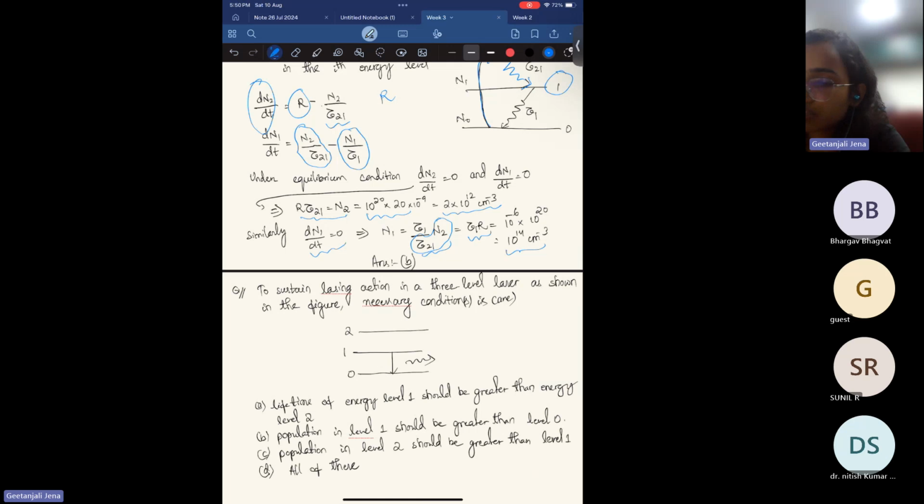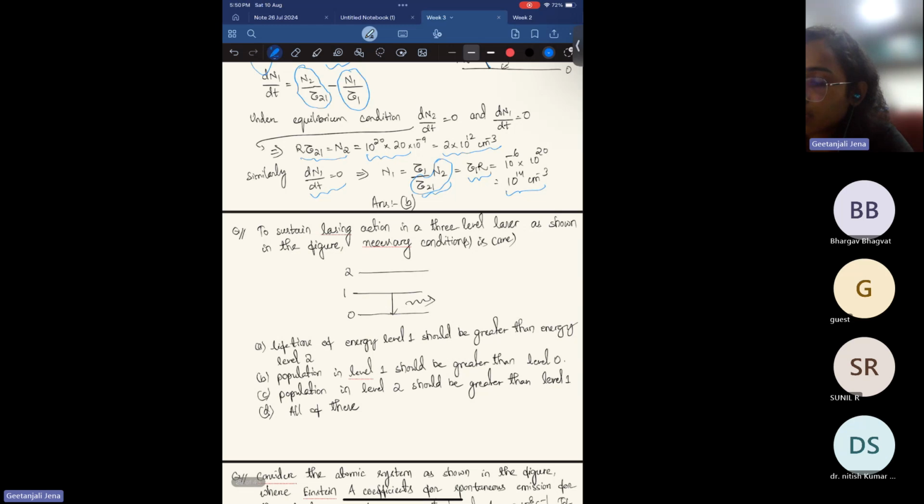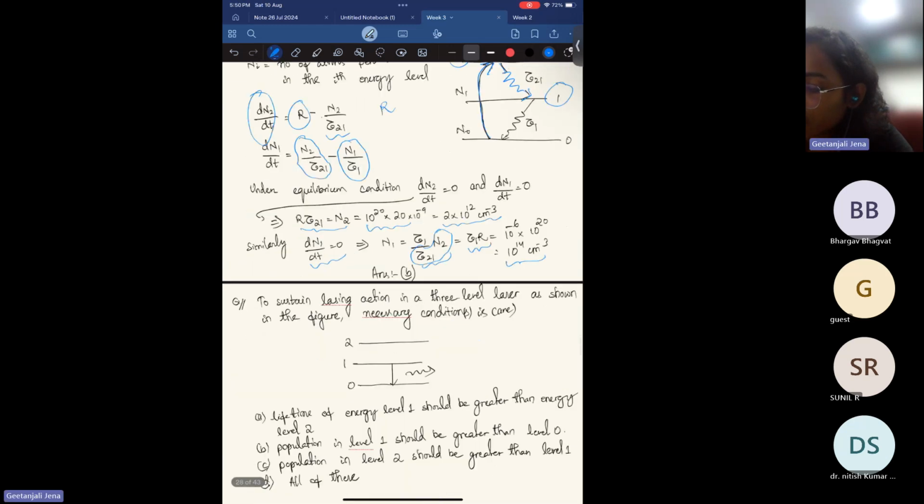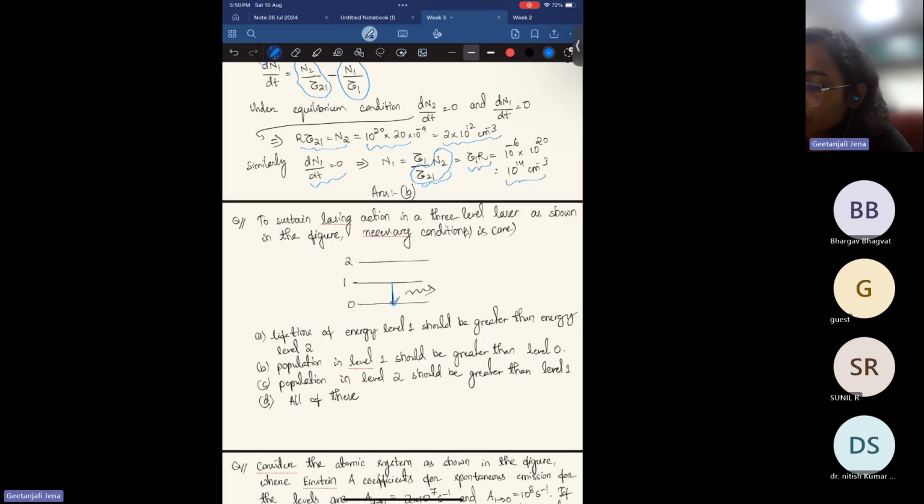So the second question is a conceptual one. The question is: to sustain lasing action in a 3-level laser as shown in this figure, the necessary condition is or are. So you have a 3-level laser 2, 1, 0, and there is a lasing condition from 2 to 1. So what are the conditions required for lasing action in this 1 to 0 energy level?